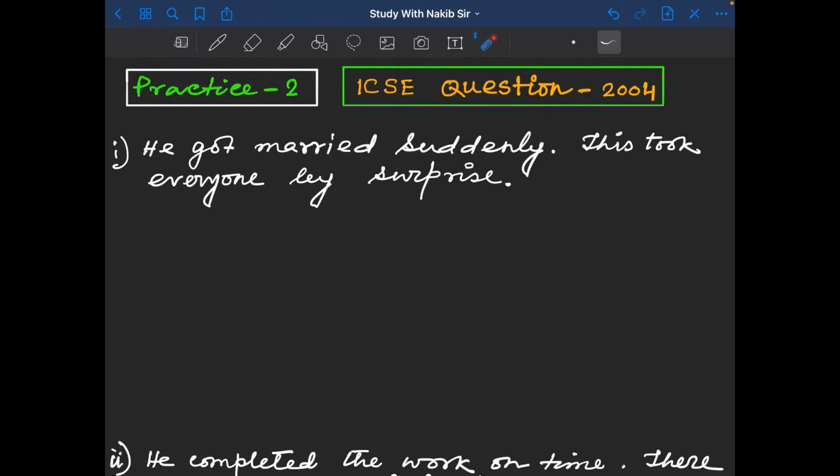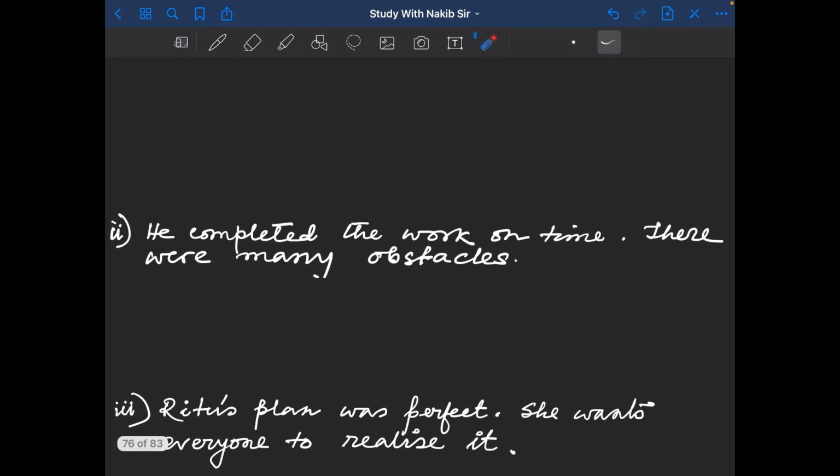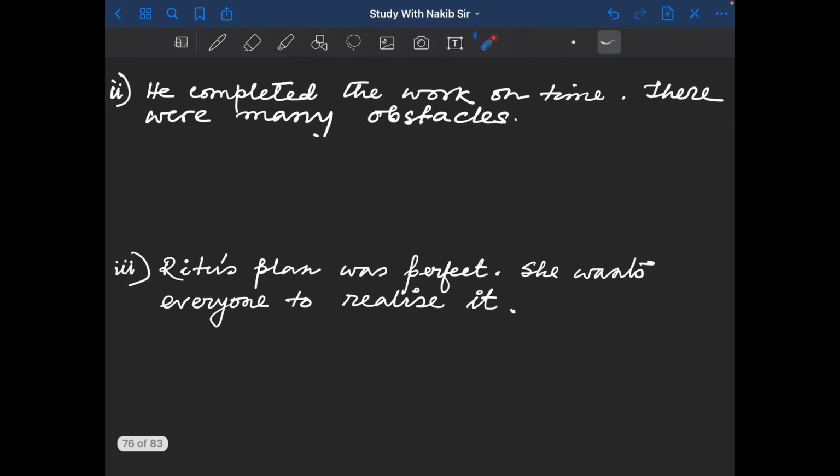Okay. Now see, the first question is: He got married suddenly. This took everyone by surprise. Number 2. He completed the work on time. There were many obstacles. Number 3. Ritu's plan was perfect. She wants everyone to realize it.